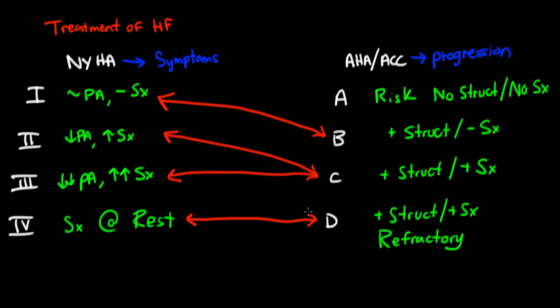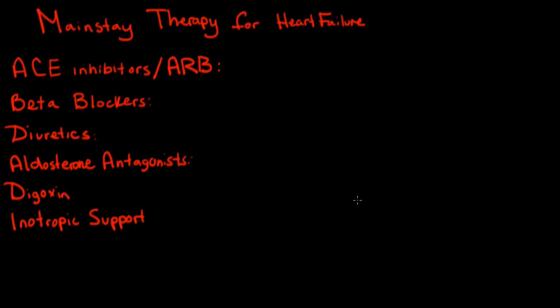Now, these classifications are very important to understand because patients are classified based on either their symptoms or structural disease or the progression of their disease, and treatment is based on where they fall in these classification systems. And so we'll show this later as we go over the actual treatments for the disease. So let's move on. So what I've done here is listed some of the mainstay therapies for heart failure. And so we're going to go through a very simplified mechanism of how these drugs work.